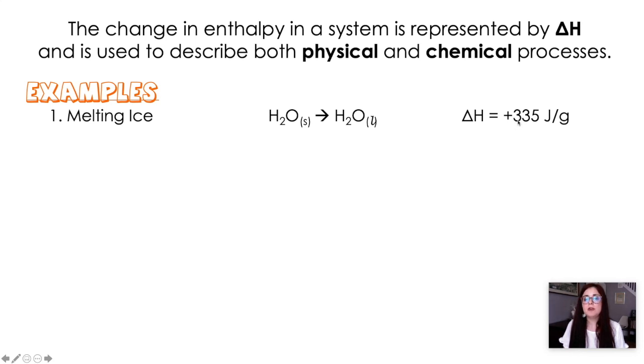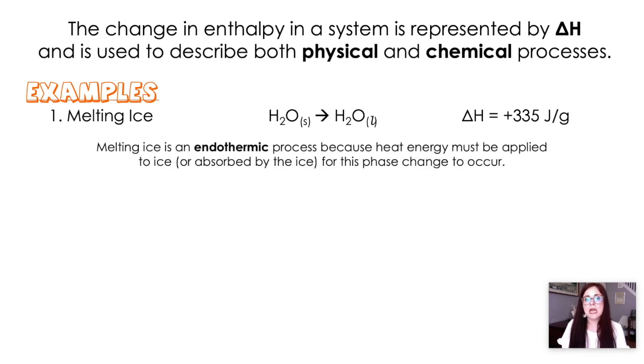I would have to input 335 joules of energy to melt 1 gram of ice. So notice that your delta H is positive here. And because I have to apply heat to ice, this particular reaction would be endothermic. Heat must be applied to ice in order to get it to melt. So that's an endothermic process. And when you have an endothermic process, your delta H is going to be positive.